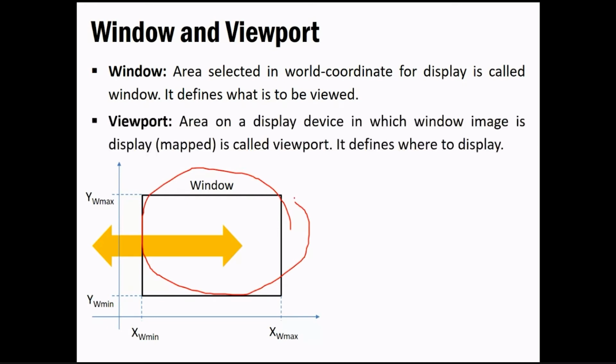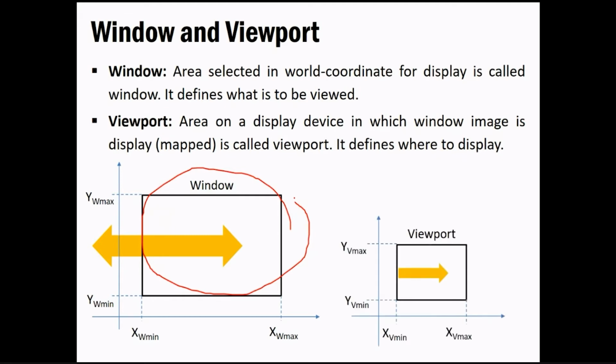And then we have one more thing, that is the viewport. Over here, it is the area on a display device, because now we are concerned with where to display this particular thing, out of the given clip part. That can be defined with the help of the viewport. The viewport is nothing but the area on a display device in which the window image is displayed.